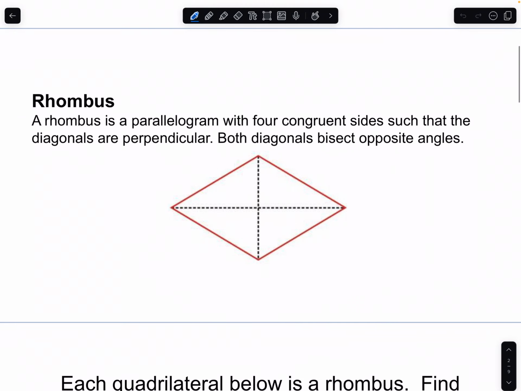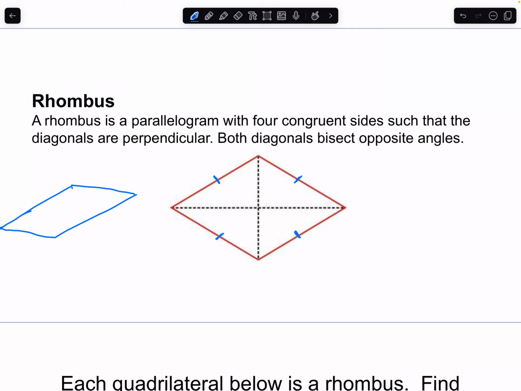A rhombus, or rhombi for plural, is a parallelogram that has four congruent sides. Okay? So I'm going to make sure that I put tick marks here because all four sides are congruent. Previously, the parallelograms that we drew did not have to be congruent. Only the opposite sides were congruent.